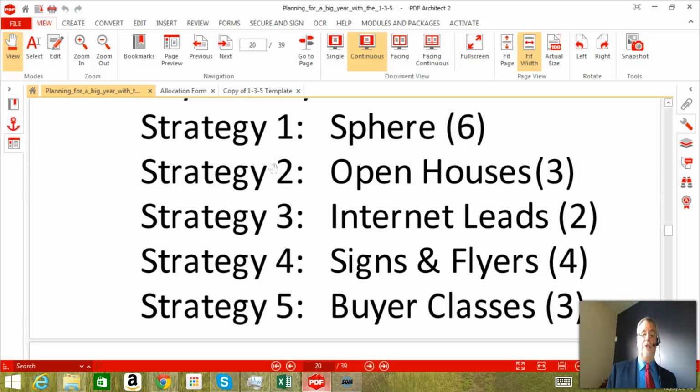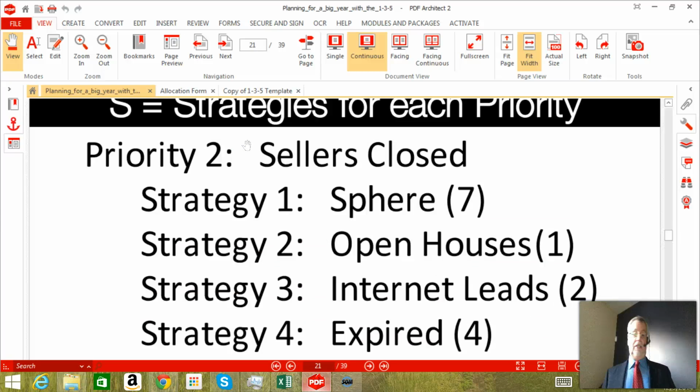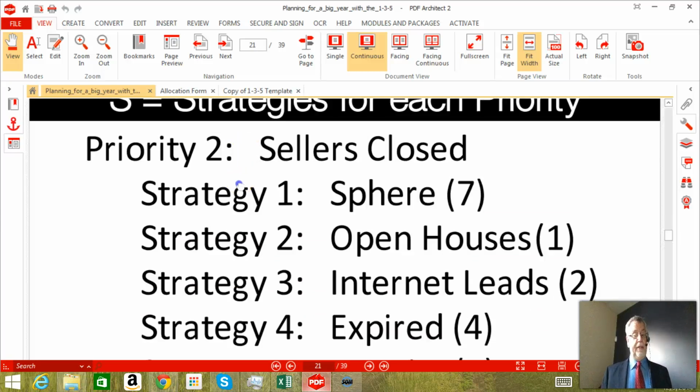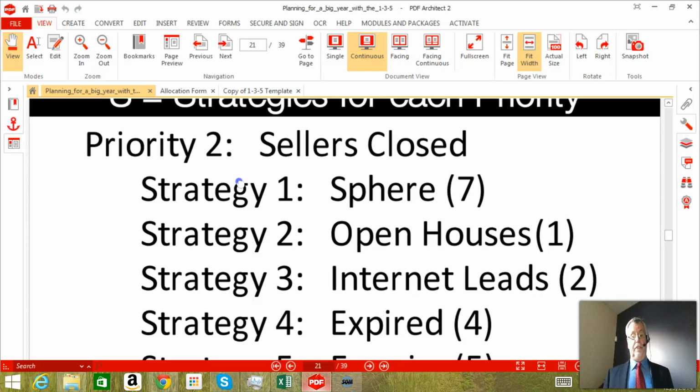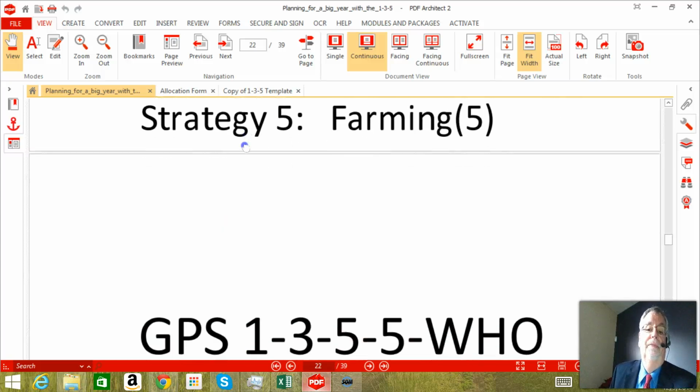Now, there's no law that says you have to have 5. But once you've decided I'm going to get 6 buyers to buy a house, the next question is, where are we going to get them from? And if I'm going to have 6 sellers, where am I going to get them from? Some could come from sphere of influence, some from open houses. You can do internet leads, expired listings, circle prospecting, farming, seller seminars, investor workshops. There's a lot of different areas, but that's just a sample.